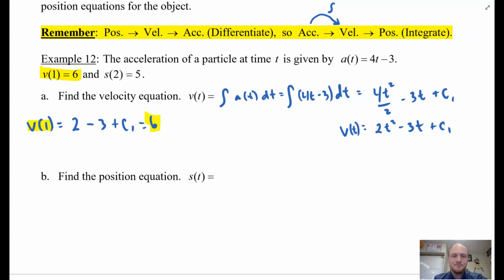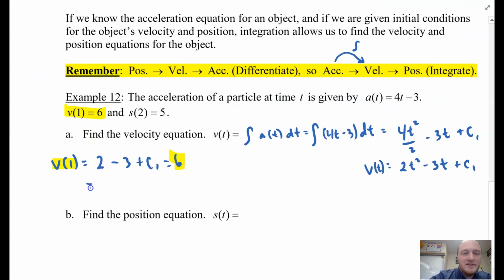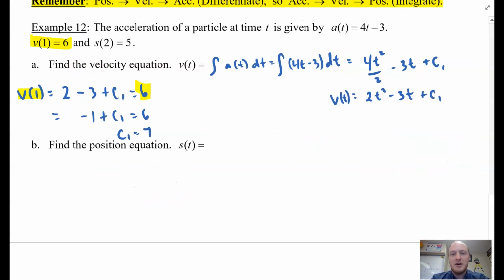So I can go ahead and simplify this. So this tells me that negative 1 plus c1 is equal to 6, which means that c1 is equal to 7. That is my constant. So here is my final equation for v of t, my velocity function, 2t squared minus 3t plus 7. Okay, so it's a good old initial value problem.